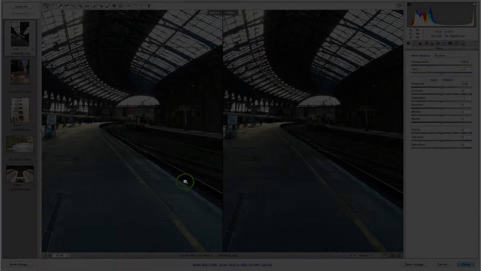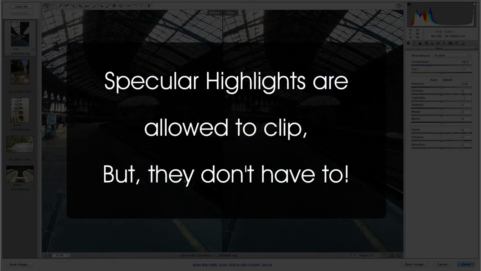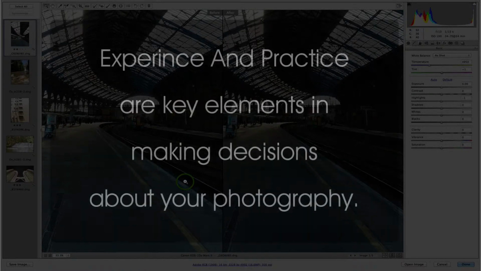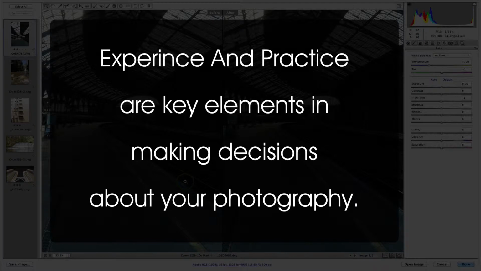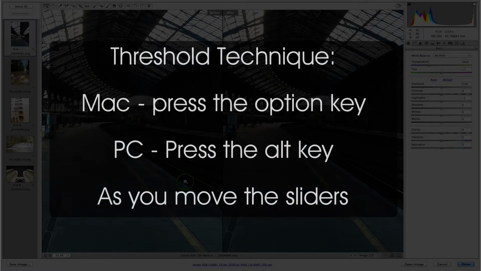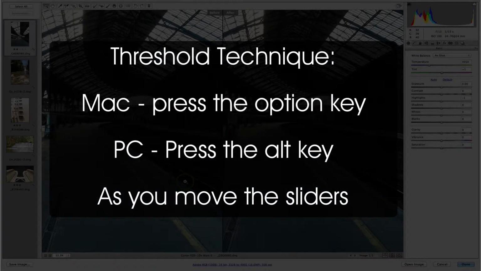We have said in earlier lessons that specular highlights are allowed to clip, but they don't always have to. Experience and practice are the key elements to making decisions and drawing conclusions about highlights. Let's briefly look at some situations that may assist you in making decisions about the processing of highlights in your images. We will use the same images from our previous exercises and we will be using the threshold method again.